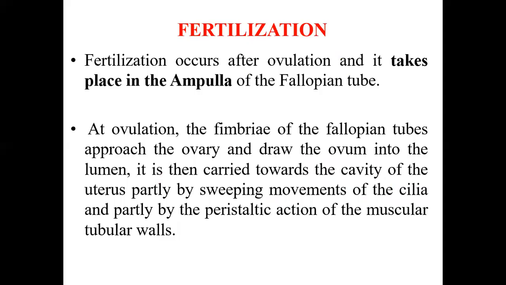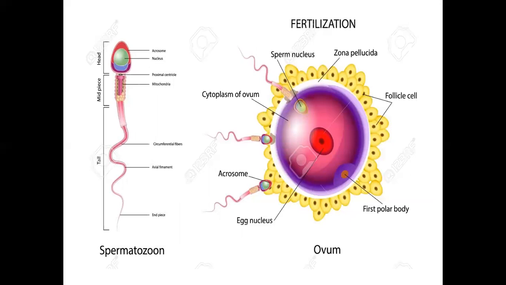This is a demonstration of the two gametes. We have the sperm and we have the ovum. It's interesting to take note of the structure, especially of the sperm. It has the head, the middle piece, and the tail. This will be very important as we continue.